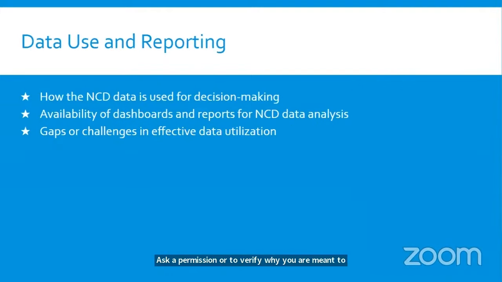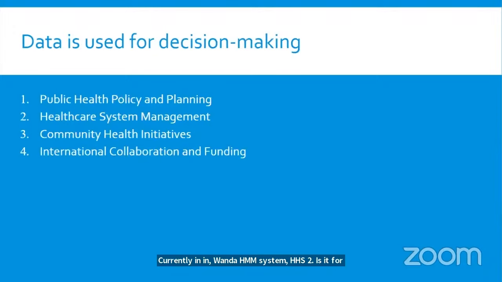So the data currently in Rwanda's HMIS system based on DHIS2 is used for decision making, and mainly for planning. These data are used mainly for resource allocation. As you saw on the first page of my presentation, NCDs take a huge chunk of deaths. So these days, most of the resources are now directed to prevention, but also to treatment.